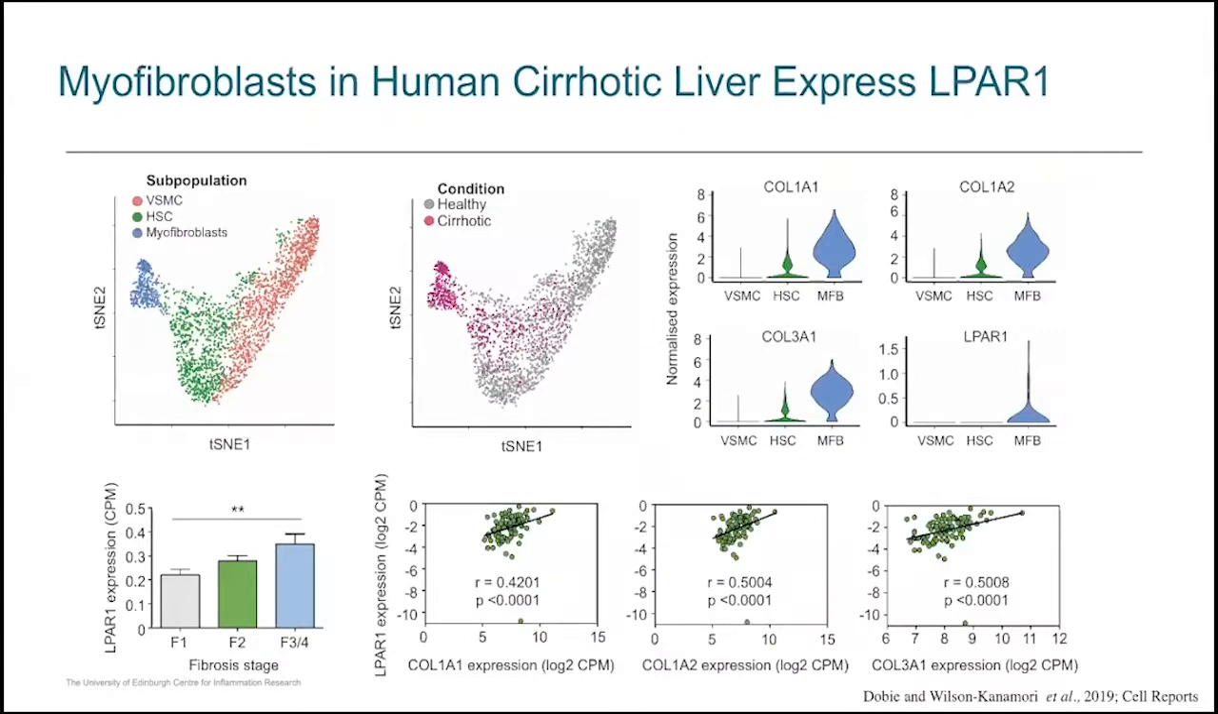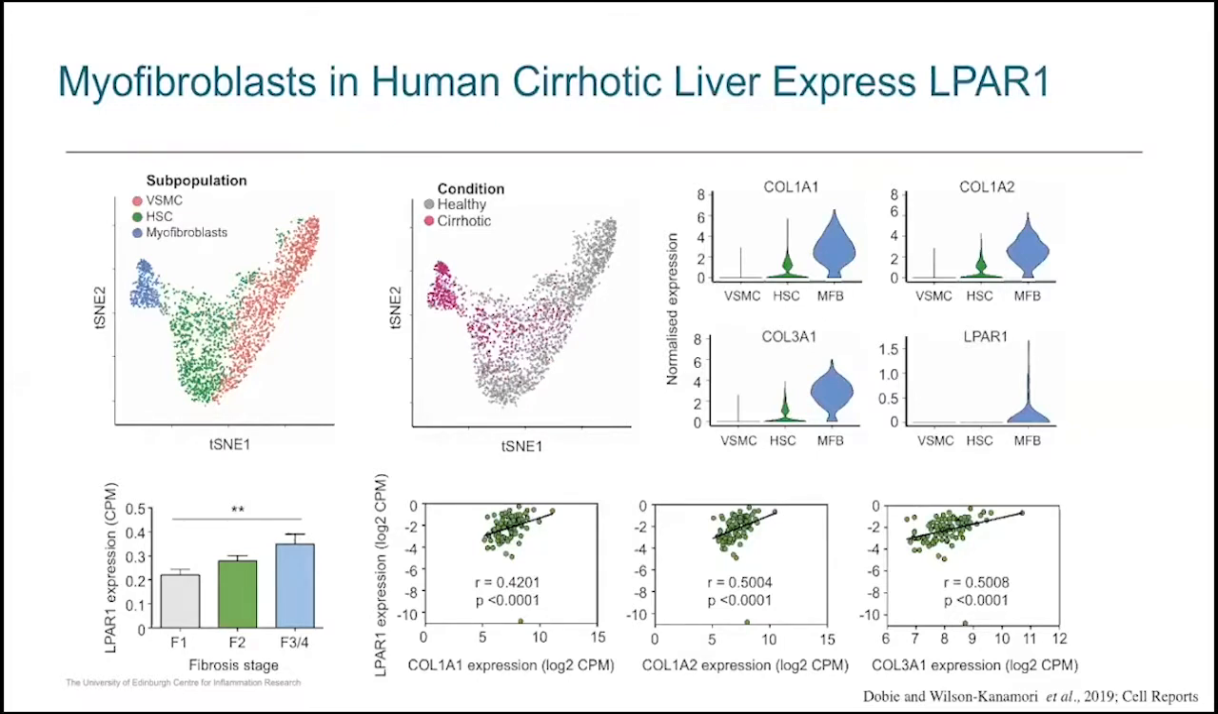What particularly attracted us to LPAR1 was that at this point, we were also working on a human project, which I will go on to talk about more in the second half of the presentation. This meant that we had data from mesenchymal cells isolated from healthy and cirrhotic human liver. We had identified a cluster of mesenchymal cells which were enriched in cells from the cirrhotic liver, the blue cluster in the top left TSNE. These cells showed high expression of fibrillar collagens, as we would expect to see in myofibroblasts, and were also marked by LPAR1 expression, suggesting that LPAR1 was also a marker of myofibroblasts in cirrhotic human liver.